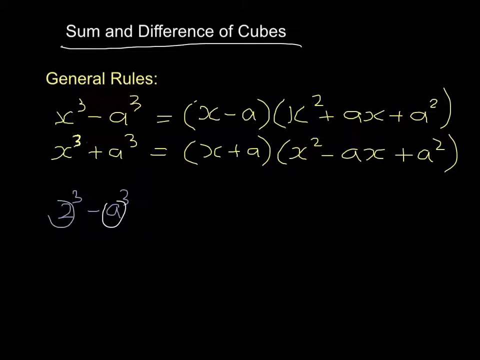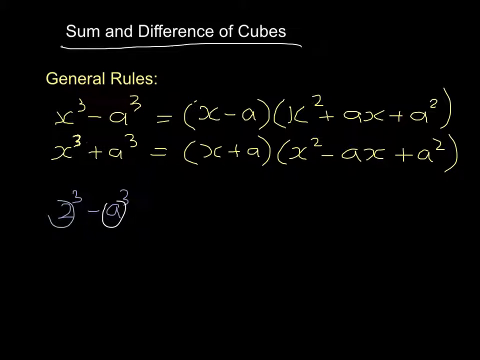Now, if we look at the general rules which are provided here, the first one, if we have x cubed take away a cubed, then for the general rule to plug in, we have x minus a in the first bracket, excuse me, and the second bracket x squared plus ax plus a squared.